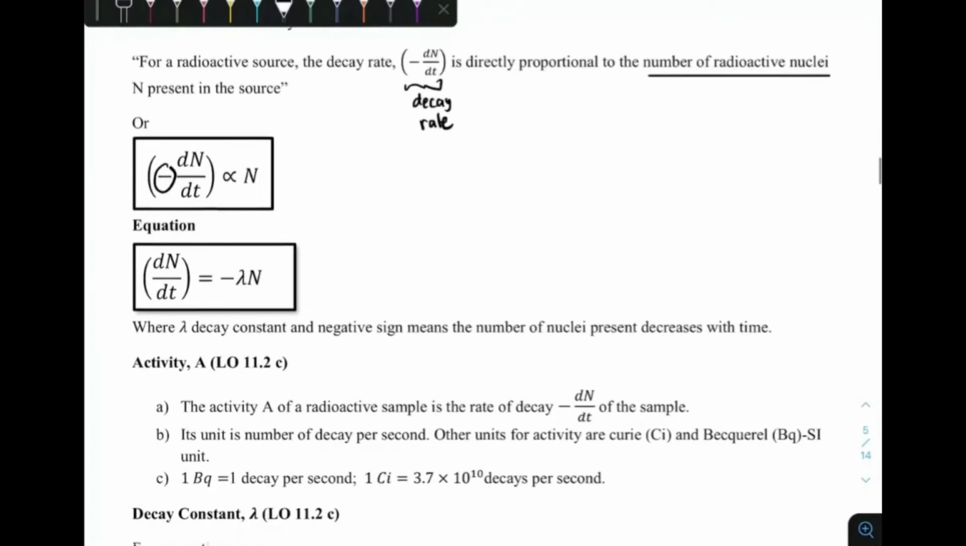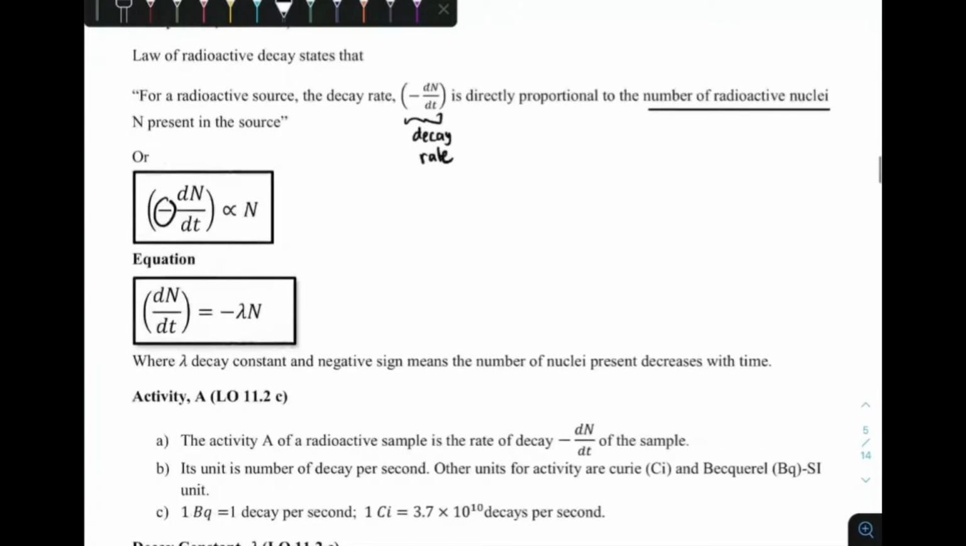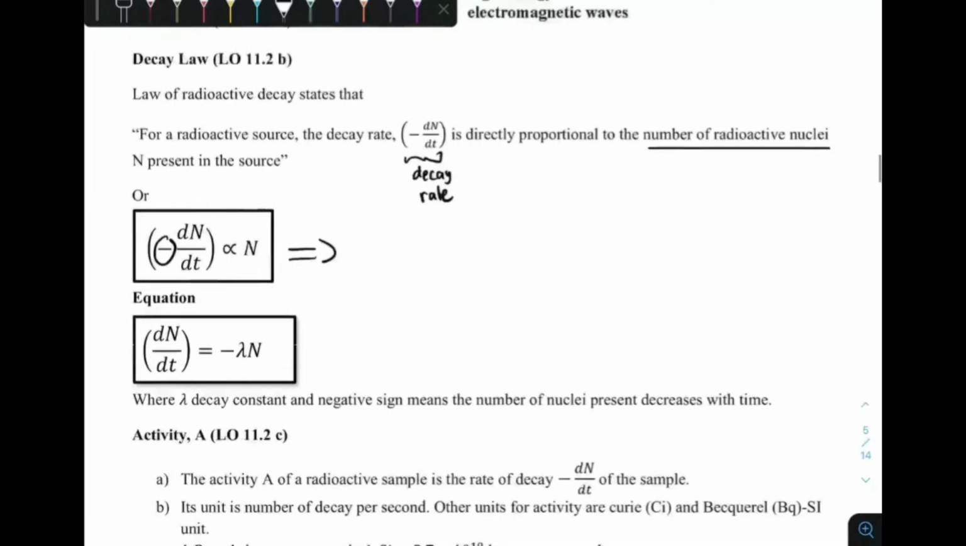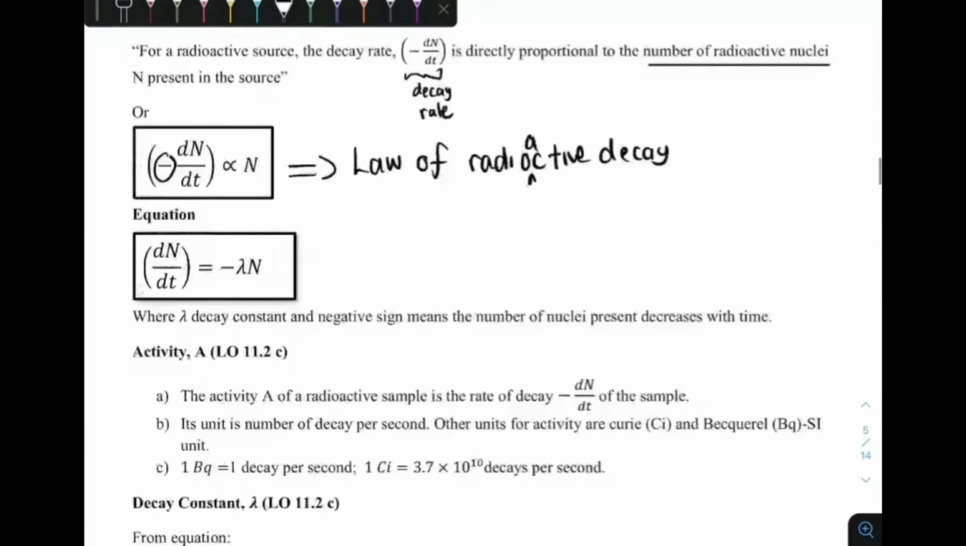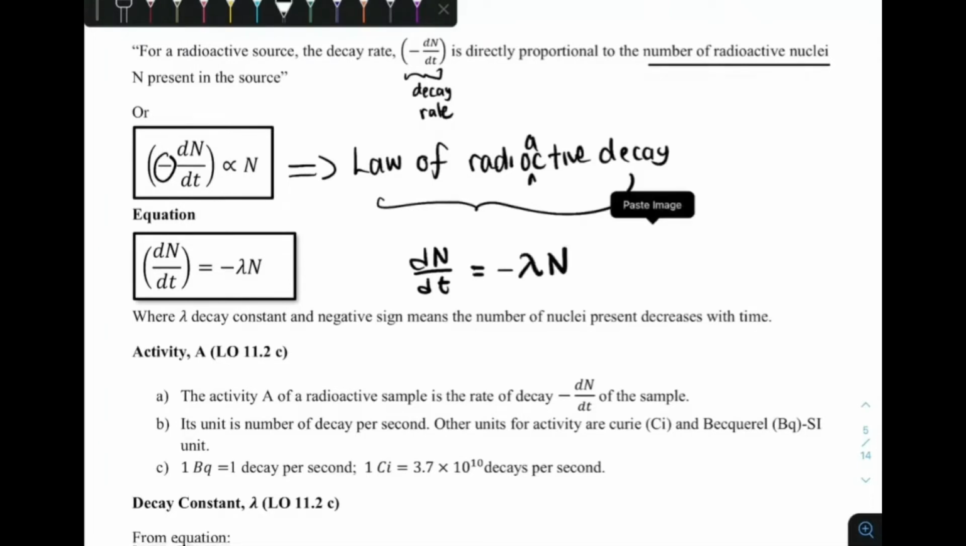Okay, so we change this proportionality into our equation, iaitu this proportionality adalah your decay law sebenarnya, law of radioactive decay, ataupun kita panggil decay law lah dekat sini. Okay, so when you change it into equation from this law, kamu akan dapat radioactive decay, your decay rate here, dN over dt is equals to negative lambda N dekat sini.